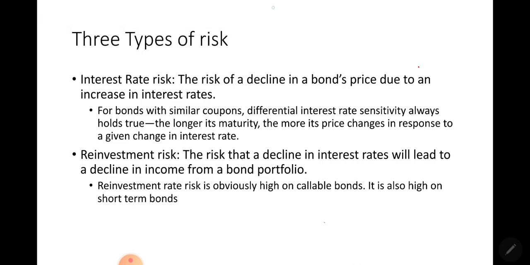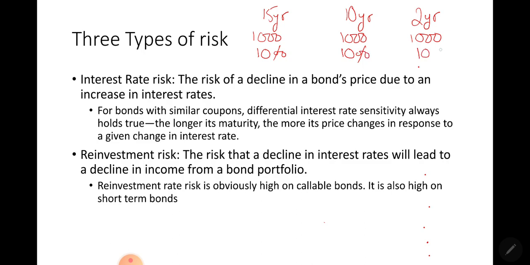So let's think of three bonds. One has a maturity of 15 years, another has a maturity of 10 years, and one more bond has a maturity of 2 years. The price of all three bonds is currently 1000 because the market rate and the coupon rate are currently equal at 10%. So the market interest rate is also 10% and the coupon rate is also 10%. Now let's say that the market interest rate goes up to 15% after 1 year.